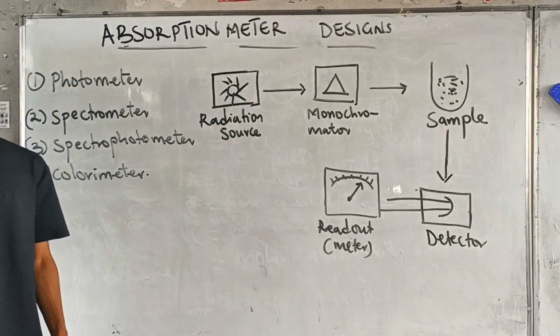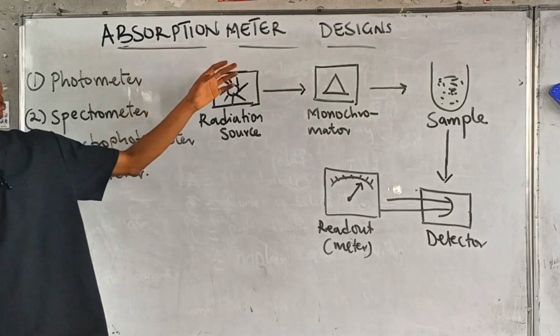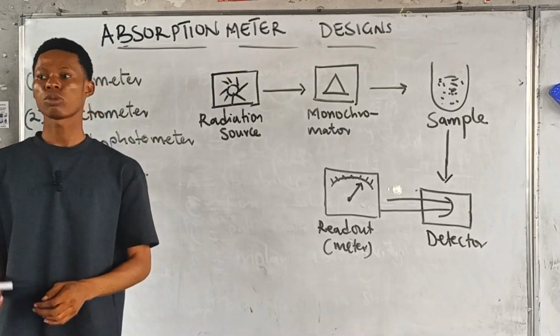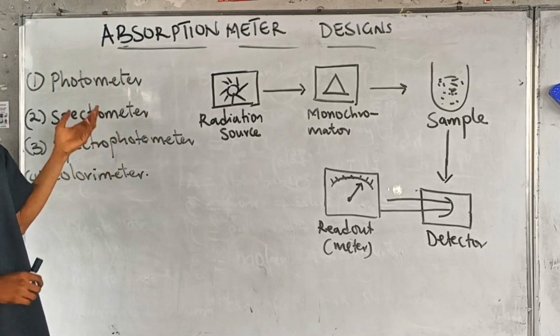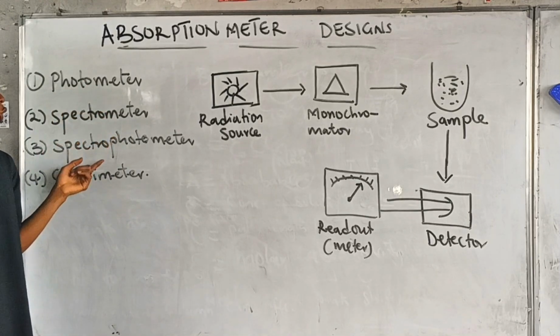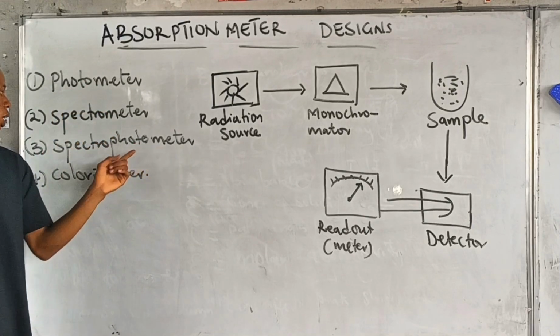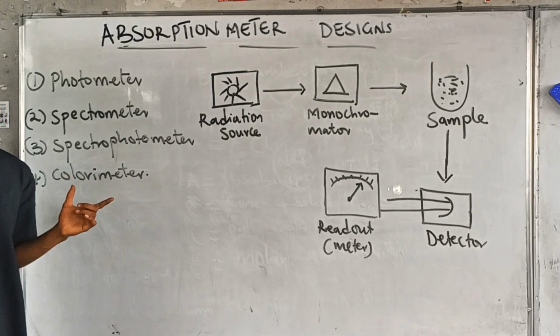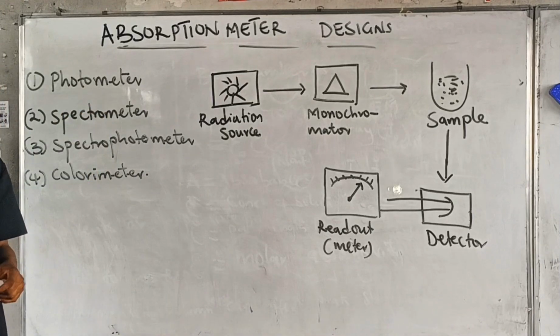All right, please let's look up. We are going to look at absorption meter designs. Now, we'll be looking at photometer, spectrometer, spectrophotometer, and colorimeter.